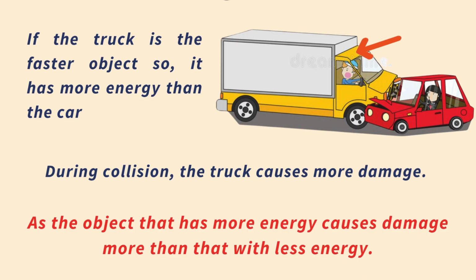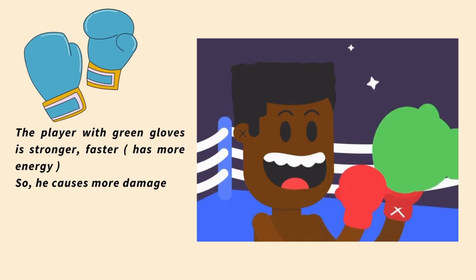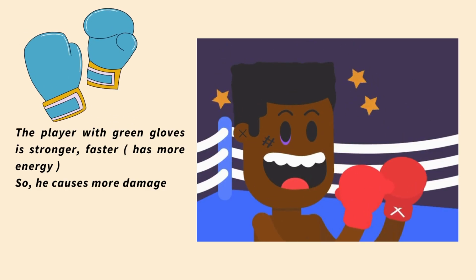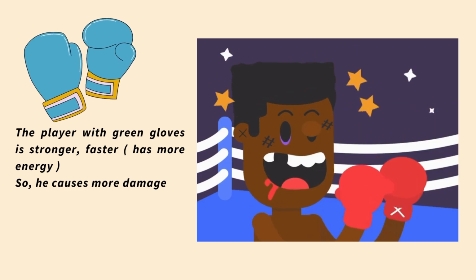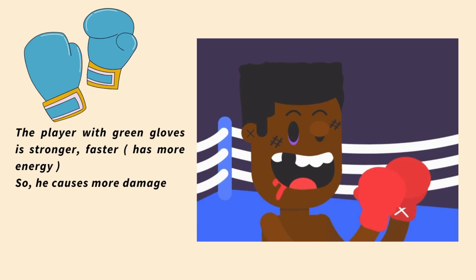So if the object has more energy, it will cause more damage than the object that has less energy during collision. Okay? As here for fun, we have boxing. The player with green gloves is stronger and faster. He has more energy, so he causes more damage to the second player, as you see here.